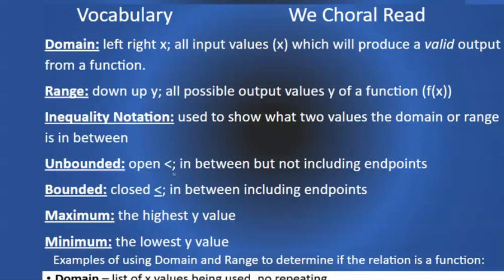Unbounded: open, less than sign. In between but not including endpoints. Bounded: closed, less than or equal to. In between, including endpoints. Maximum: the highest y value. Minimum: the lowest y value. These two things together are called extrema.